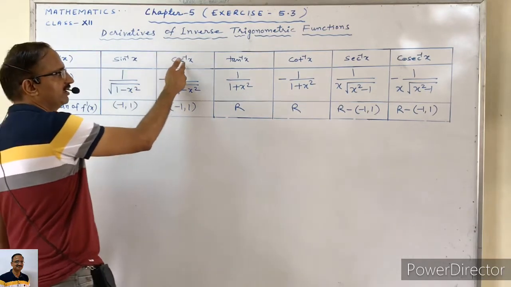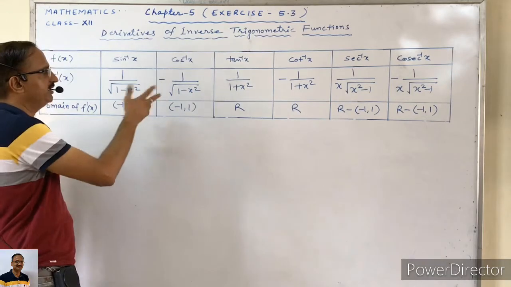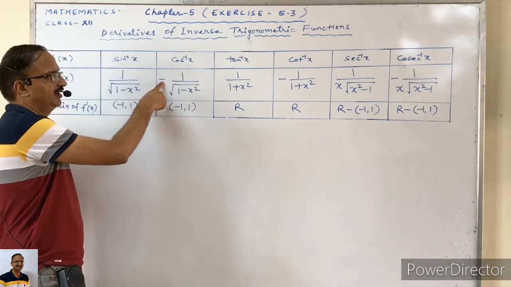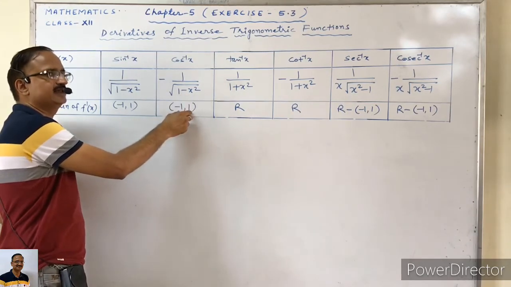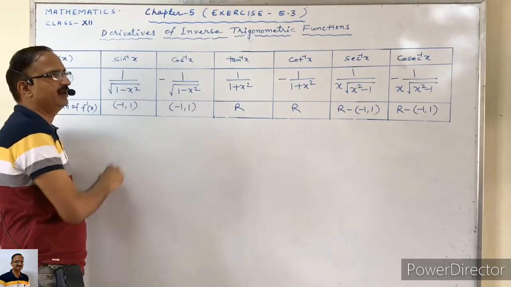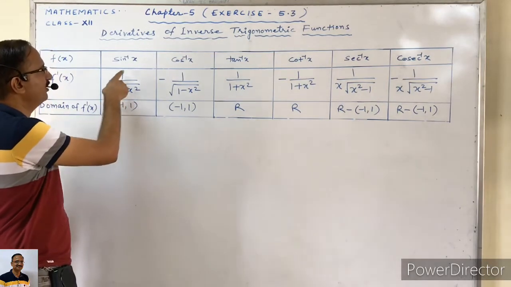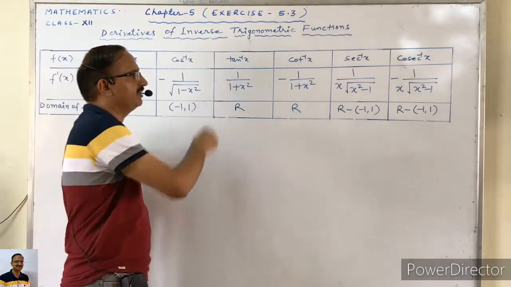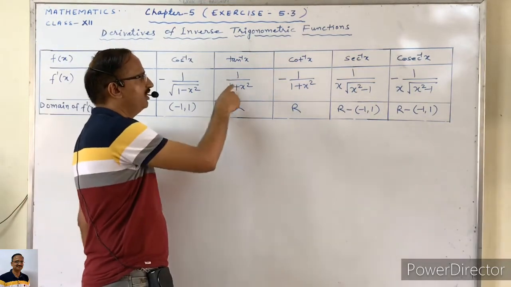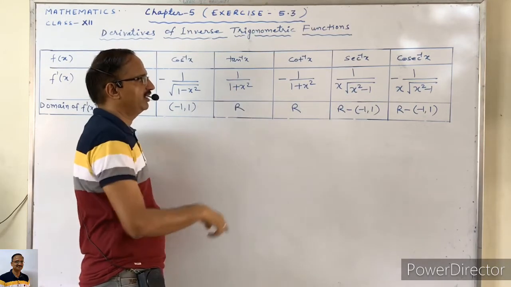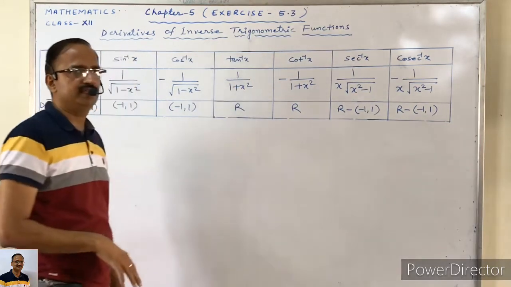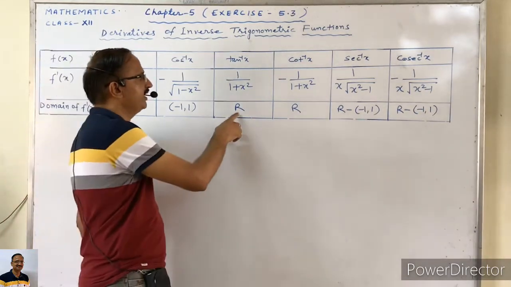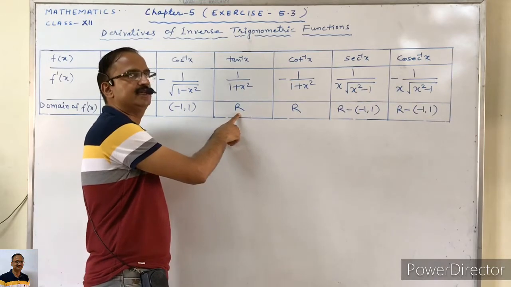Same is the case for cos inverse x. The only change is this is positive and here we have minus sign. But for this the condition is same. It means the domain for the derivative of sine inverse x and cos inverse x are same. Now come to tan inverse x. Its derivative is 1 by 1 plus x square. Now here in place of x, if you put any real number, then it is defined. So its domain is R, that is real numbers.